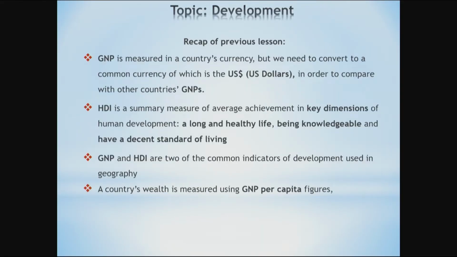Okay, last lesson we studied that GNP is measured in a country's currency, but we need to convert to a common currency, which is US dollars, in order to compare it with other countries' GNPs. We also understood that HDI is the summary measure of average achievement in key dimensions of human development, which means a long and healthy life, being knowledgeable, and having a decent standard of living. We also understood that GNP and HDI are two common indicators of development used in geography, and a country's wealth is measured using GNP per capita figures.